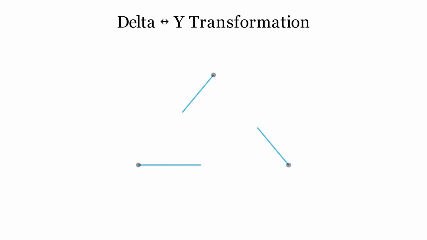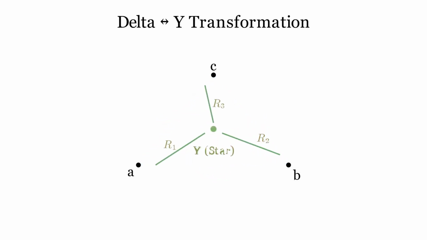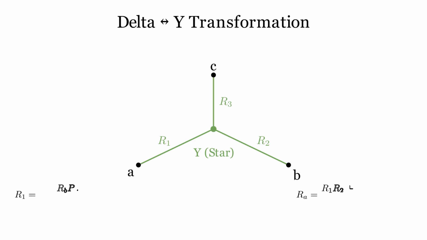Some circuits contain resistors arranged in a triangle called a delta or pi configuration. Others have resistors meeting at a central point called a Y or T configuration. When a circuit has a delta or Y that can't be simplified using series or parallel rules, we can convert one into the other, delta to Y or Y to delta.